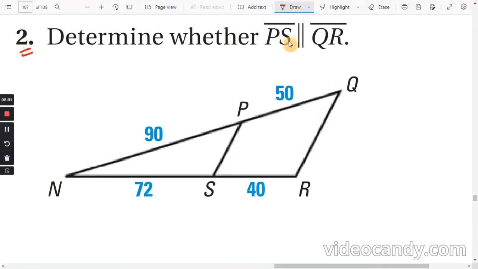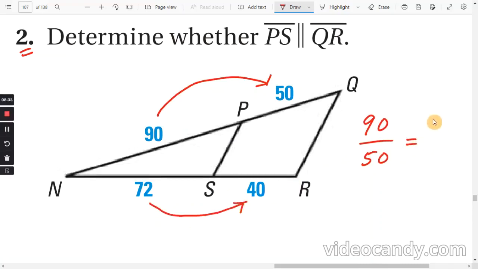Determine whether PS is parallel to QR. So do the proportion and see if they are equal. Okay, so we're trying to prove this parallel to this. We want to write these proportions. Again, you can go either way, as long as you do it the same way both times. Okay, so I'm going to do 90 divided by 50, and see if that equals 72 divided by 40.